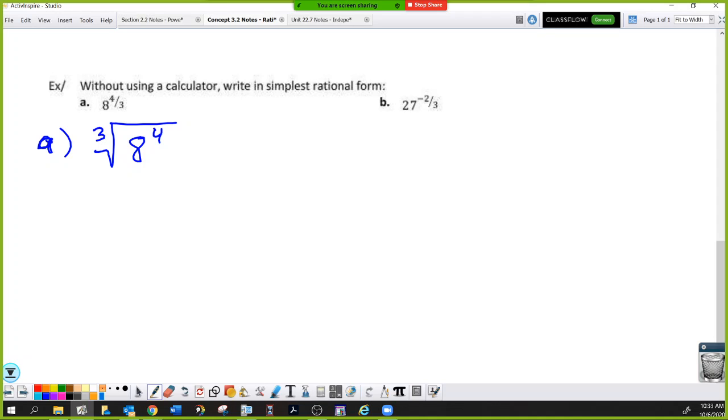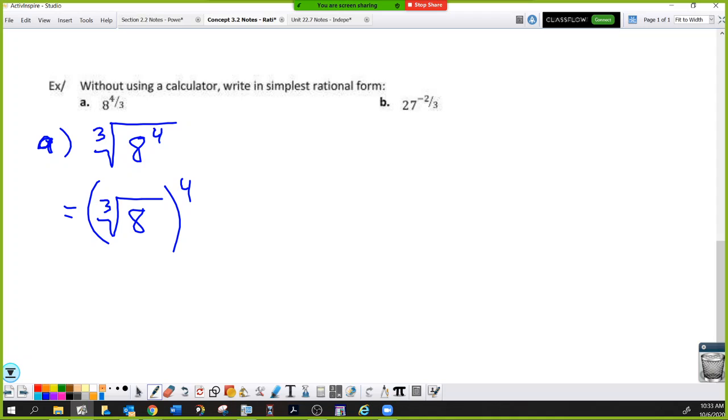So who in the room knows what 8 to the 4th power is without a calculator? Notice how I didn't raise my hand? It's a big number. I don't know what 8 to the 4th power is. Why would I know that? But you know what I do know? I do know what the cube root of 8 is, and I'll just raise that number to the 4th power. You see, that 4th power can be moved inside or outside. It's completely up to you. Well, what's the cube root of 8?